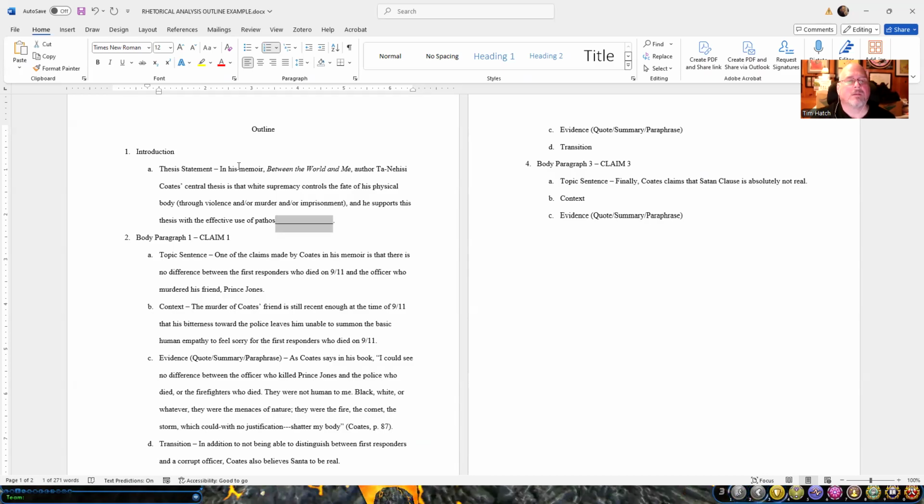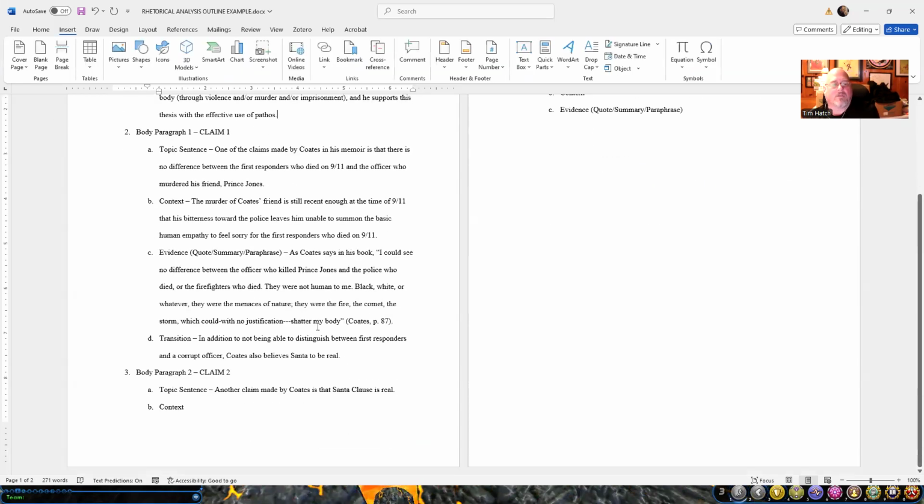Now, maybe there's also, if I were to continue this outline example, ethos and logos in there. Ethos is the writer's credibility. Pathos is an appeal to the reader's emotions. Logos is an appeal to the reader's logic. If we're looking just at this one example here, where he's comparing the first responders to the menaces of nature, they were the fire, the comet, the storm.